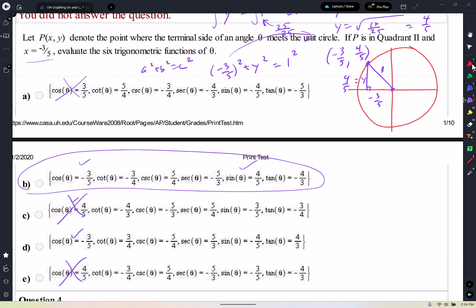Let's see. What would I do? I would probably go cosine, sine, and then I would do tan, 4 over negative 3. So for tangent, yep, 4 over negative 3. Cotangent, negative 3 over 4. Cosecant is the reciprocal of sine, yeah. Secant is the reciprocal of cosine, yeah. So there it is, guys.